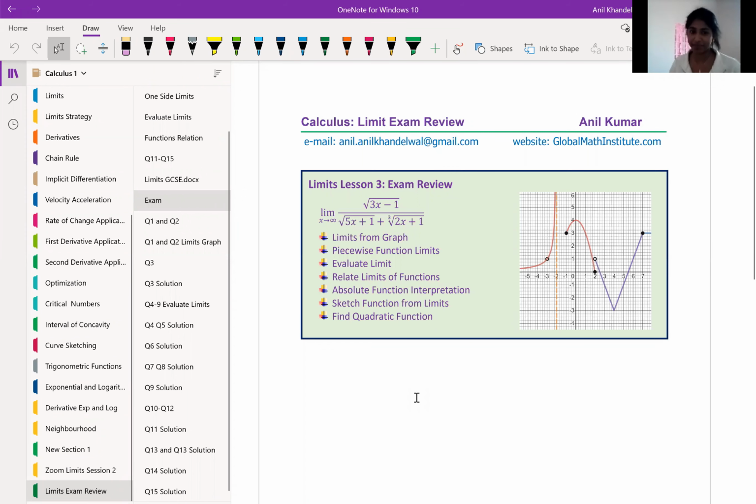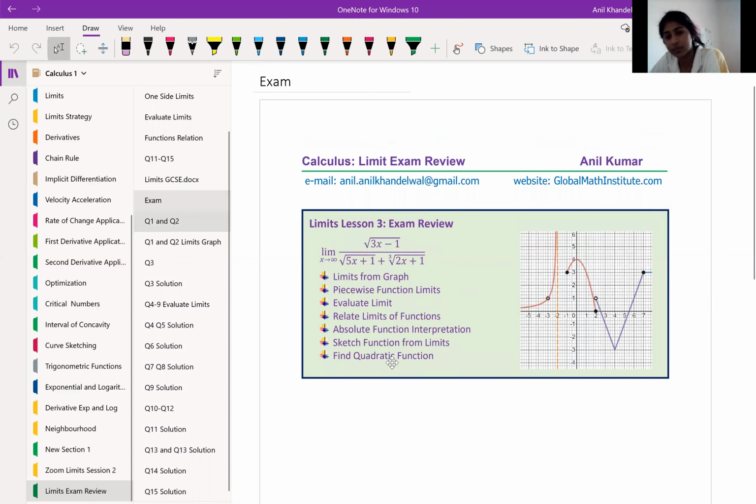Yeah. Perfect. So Amy, here is the exam review for you. As you have seen in the test paper, we have questions related to limits from graph, piecewise functions limit, how to evaluate limits, how to relate limits of functions. We have examples with absolute functions and their interpretation. We might have to sketch a function from the limits. And then the last question is about finding a quadratic equation from a given set of limits, right? So let me go through these questions one by one.